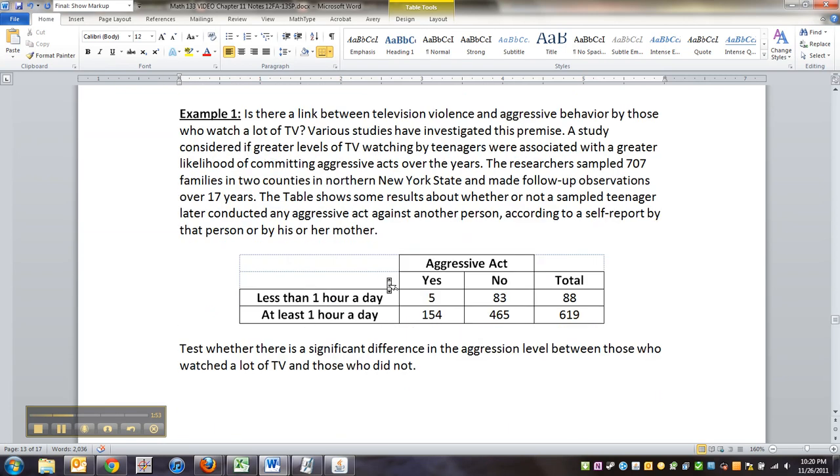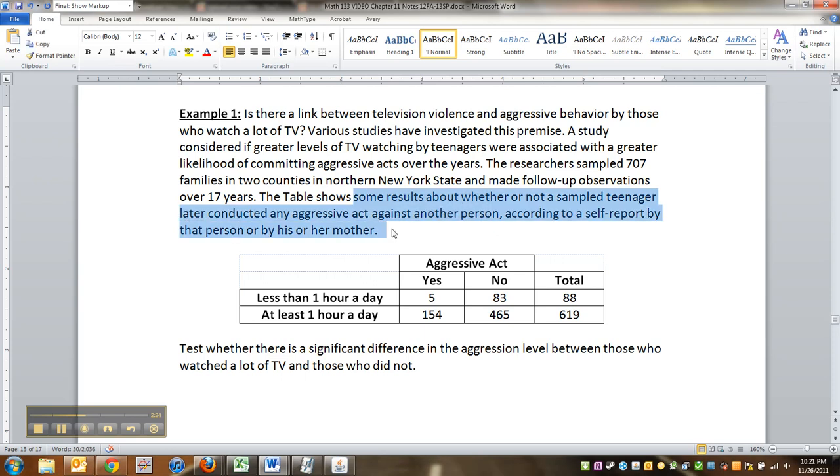Okay, so is there a link between television violence and aggressive behavior by those who watch a lot of TV? Various studies have indicated or investigated this premise. A study considered if greater levels of TV watching by teenagers were associated with greater likelihood of committing aggressive acts over the years. The researchers sampled 707 families in 2 counties in northern New York State and made follow-up observations over 17 years. The table shows results about whether or not a sampled teenager later conducted an aggressive act against another person, according to a self-report by that person or his or her mother.